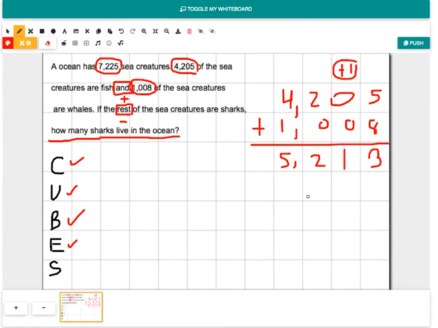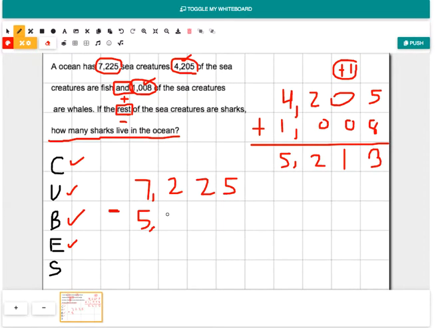Now I want to know what the rest of the sharks would be. So I'm going to subtract, but I'm going to put, we use this number and we use this number. So we have 7,225 and 5,213. But I'm going to use the biggest number on top, because when we subtract, the biggest number has to be on top. So I'm going to write 7,225. That's the total number of sea creatures. So I need to subtract the amount of whales and fish to see the rest of the animals. The rest of the animals are going to be sharks. So now I'm going to subtract the fish and the whale total.